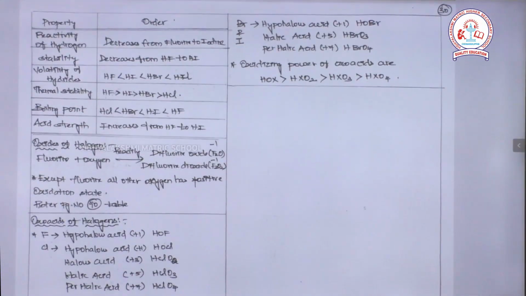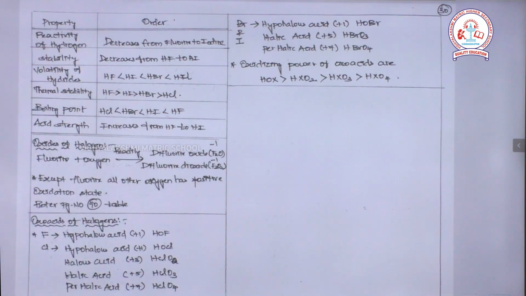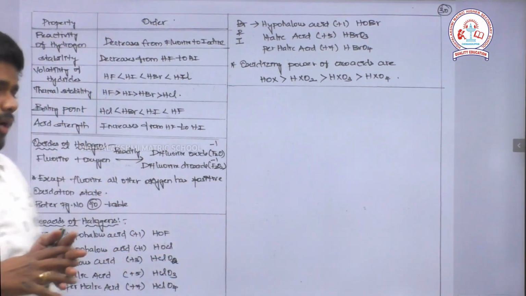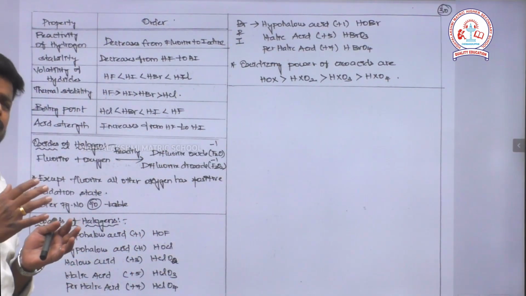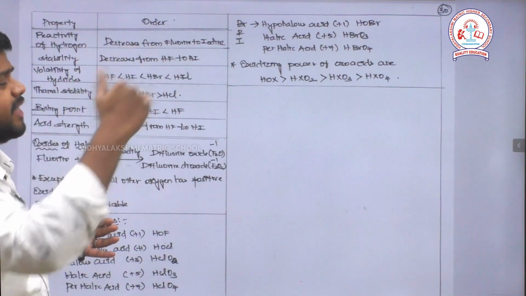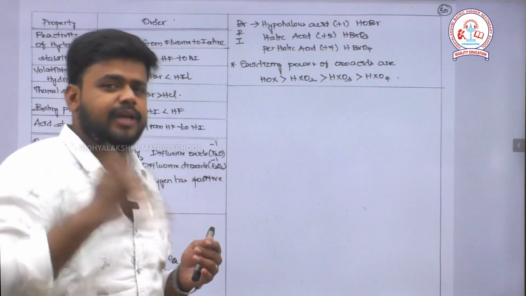Next one, reactivity, the properties and its order. The very first one, reactivity of an hydrogen. Hydrogen reactivity actually decreases from fluorine to iodine. Okay, because the percentage of ionic and covalent character changes from HF to HI. Stability also decreases from HF to HI.